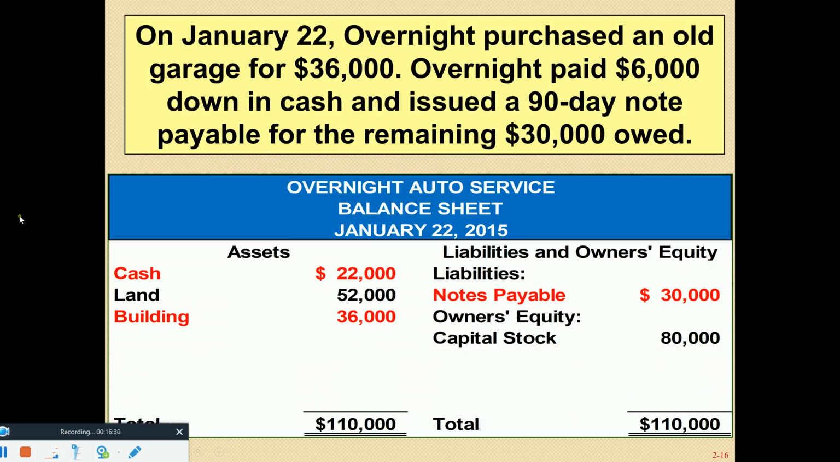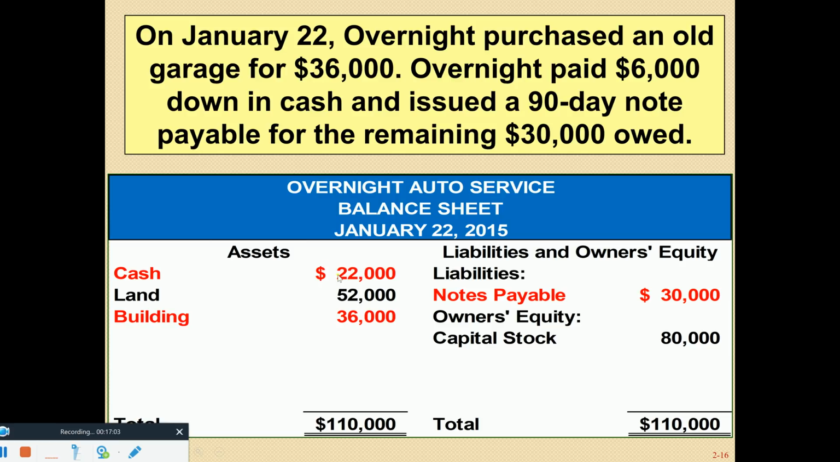Now the next day, January 22nd, Overnight purchases an old garage for $36,000. Well, how was that paid for? We purchased the garage for $36,000, and so that's this new asset here called building, $36,000. Well, how did we pay for it? Overnight paid a $6,000 down payment in cash and was issued a 90-day note payable for the remaining $30,000 owed.